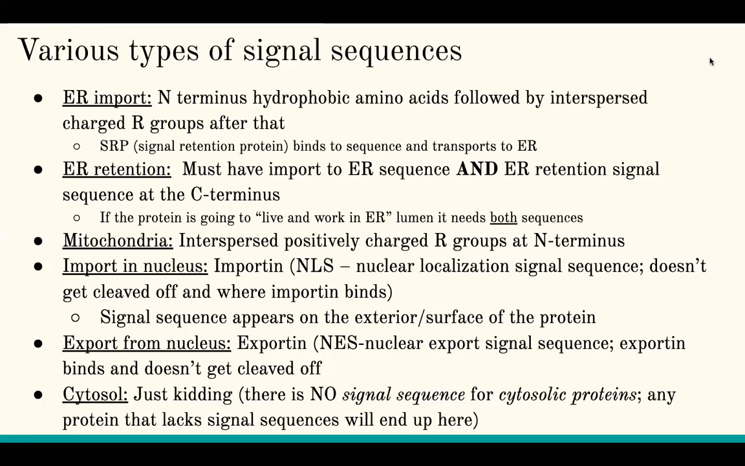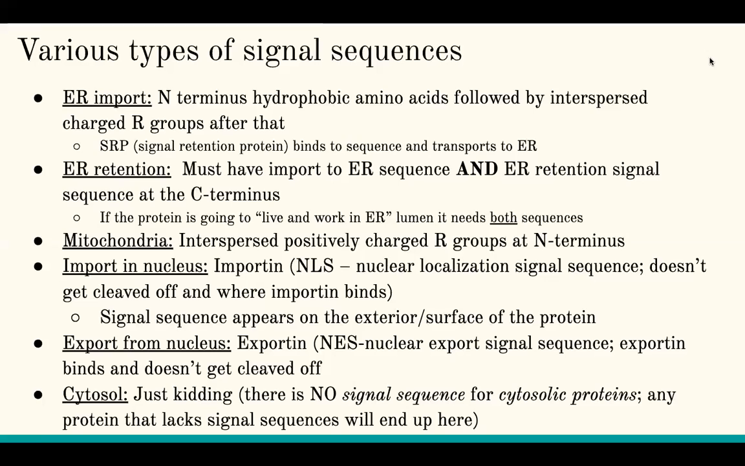These don't get cleaved off, and the signal sequence is on the exterior of the protein, so it's not embedded like the ER and the mitochondria. And then we have this trick at the bottom. If you're going to the cytosol as your final destination, you will not have a signal sequence. So any protein that does not have any signal sequence will stay in the cytosol. Does that make sense?